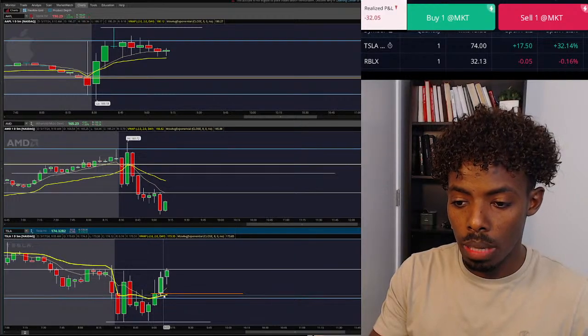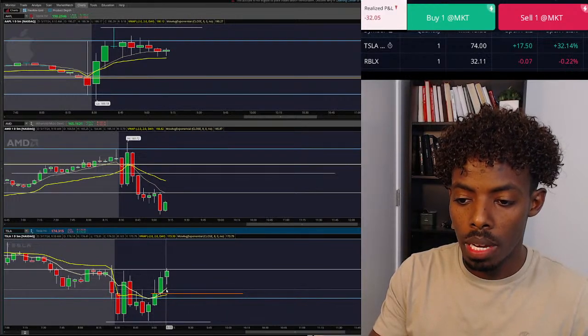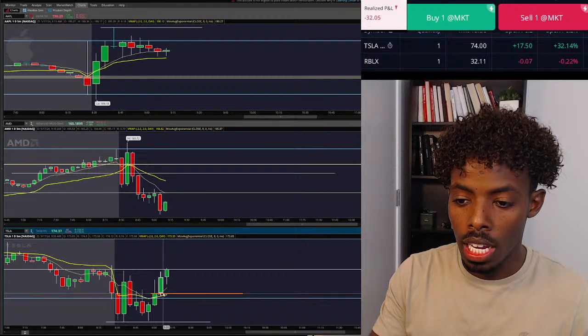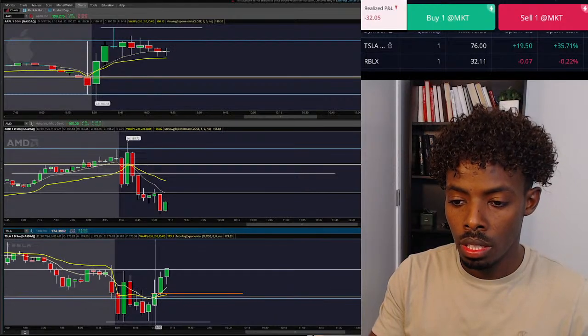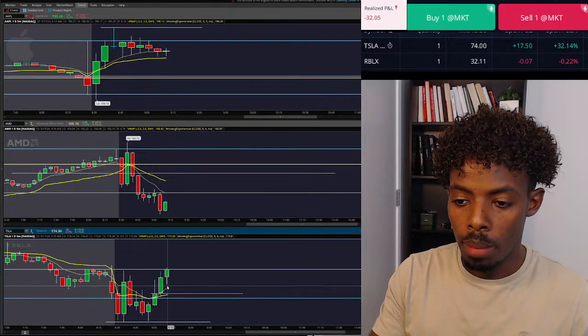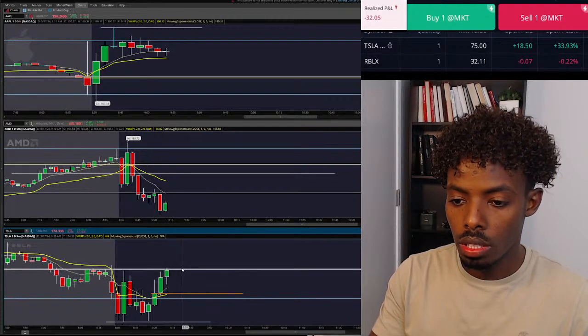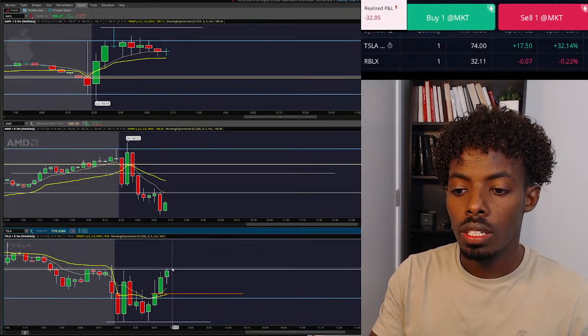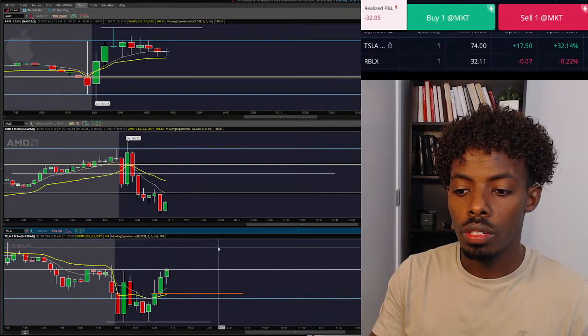Yep, Tesla's respecting, and now decided to respect its ADMA. Finally, the ADMA is getting some level of respect, right? Tapped the ADMA and holding it. So Tesla needs to now break here. Break here for the full reversal. So here we go.